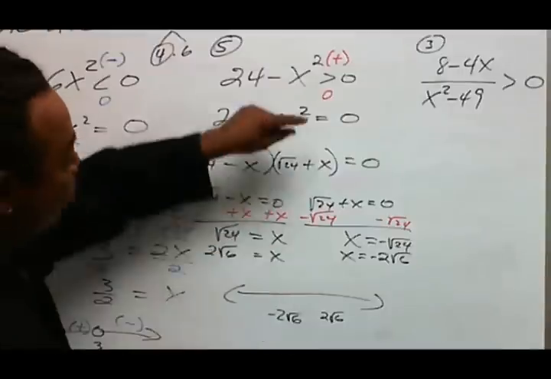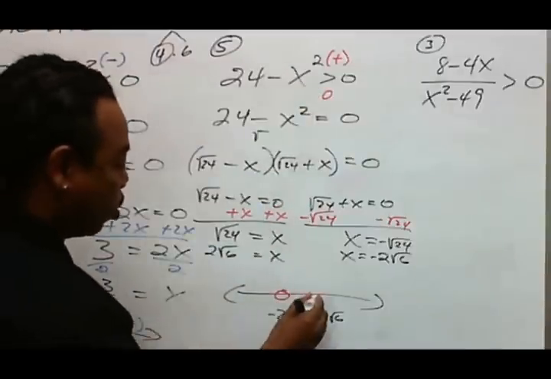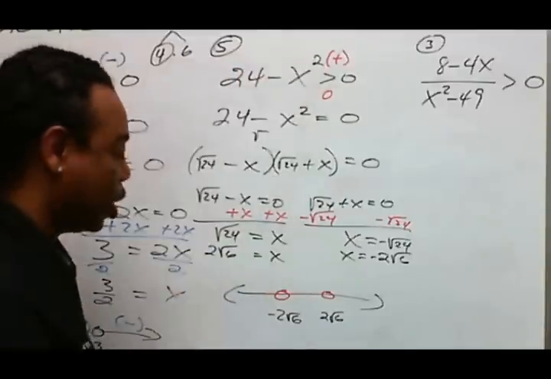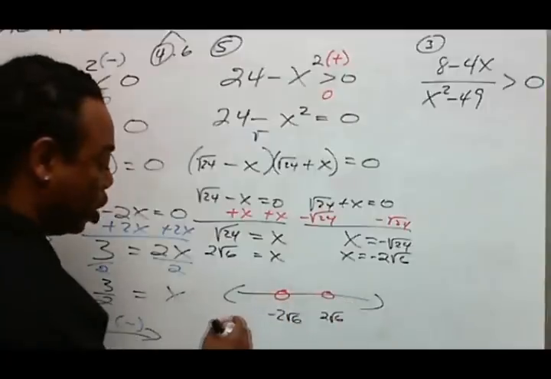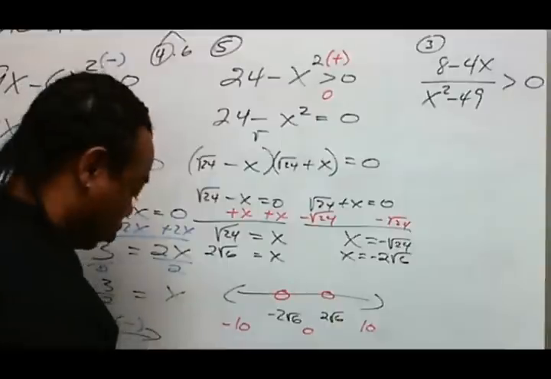And we're going to look above. Okay, so here they're open. So open here and open there. And we're looking for positive parts. So I need to choose test points in this area, this area, this area. So I'm going to choose negative 10, 0, and positive 10.